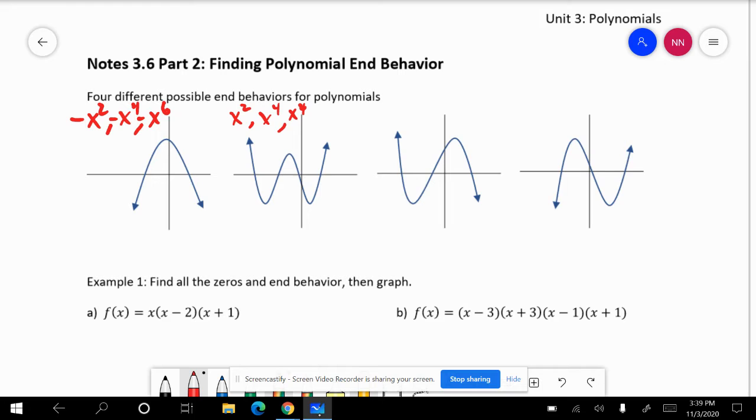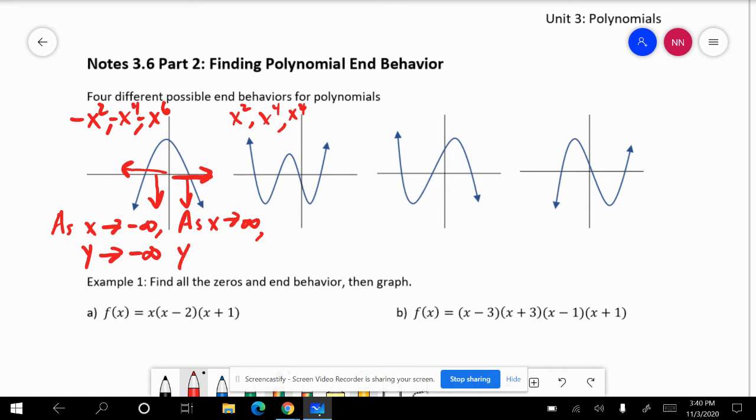So when we're talking about the end behavior, we're saying as x approaches negative infinity, that means as x is going to the left, then y is going down. In the same way, as x approaches infinity, that means as it goes to the right, y is going down. So that right there would be if you have a negative even degree.